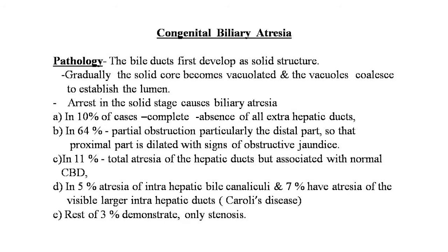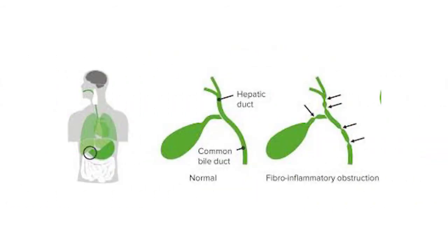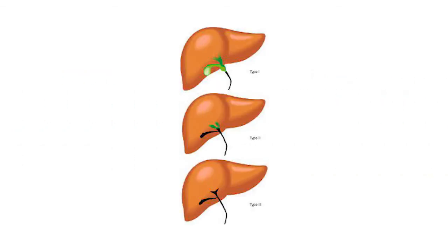Now the image you are seeing on your screen is the biliary atresia. You can see how the lumen is narrowing at various spots, due to the fibroinflammatory obstruction of extrahepatic bile ducts. Here is another image showing the common hepatic duct, common bile duct and cystic duct atresia. Here is a CBD or gallbladder atresia, type 1, type 2, type 3.